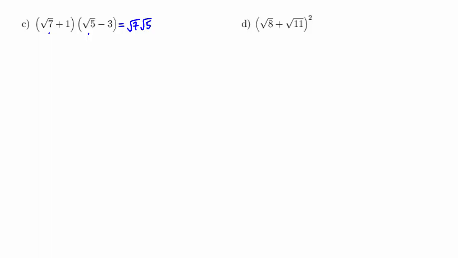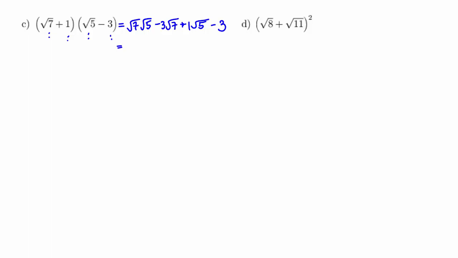I'll do the outside terms, so I'll have the square root of 7, and then I'm multiplying by a negative 3, so I'll have minus 3 times the square root of 7. And then the inside, I have positive 1, square root of 5, so I'll have plus 1 times the square root of 5. And then for those last terms, I have positive 1, negative 3, so I will subtract 3.